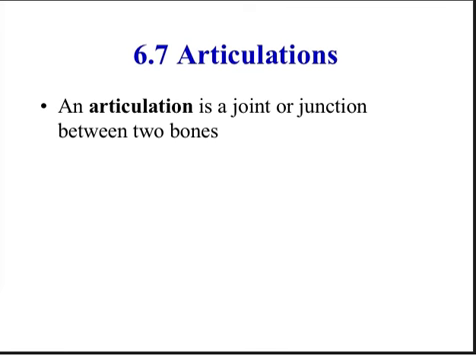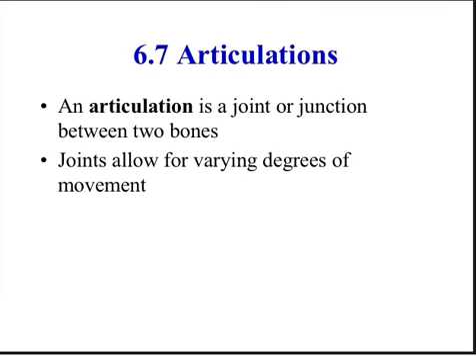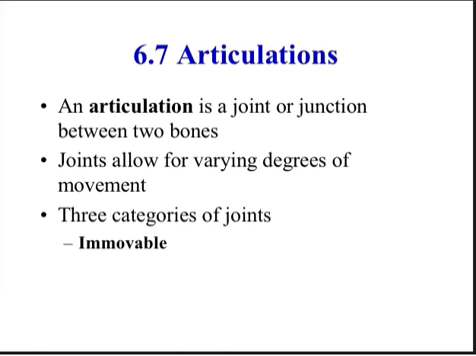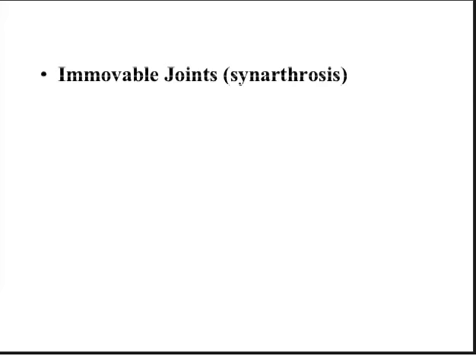Articulations are joints, areas where two bones come together, and they're characterized both by their structural components and by their functional classification. They allow for varying degrees of movement. Immovable joints are synarthroses, slightly movable joints are known as amphiarthroses, and freely movable joints we call diarthroses.